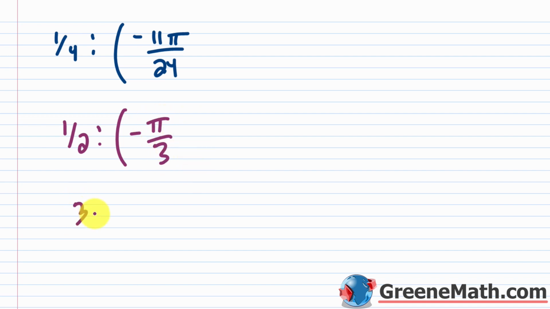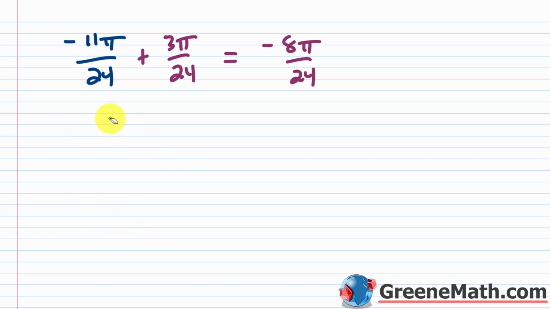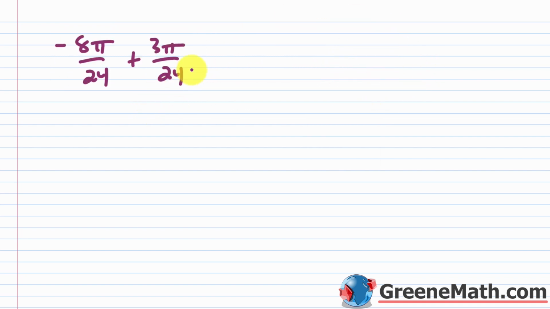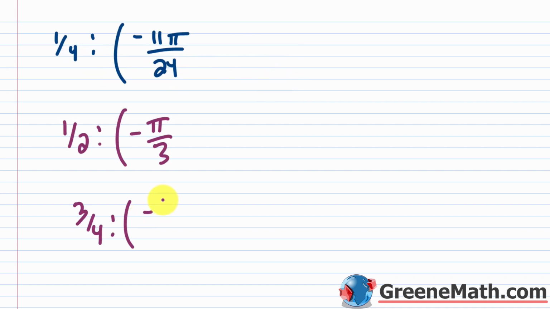Okay, then we want our 3/4 of the way point. So start with this. And again, just add a quarter period. So this is plus 3 pi over 24. And let me slide this down over here. So this should be negative 5 pi over 24. Just doing negative 8 pi plus 3 pi, that's negative 5 pi over the common denominator of 24. So negative 5 pi over 24.